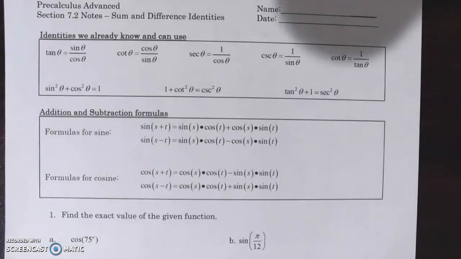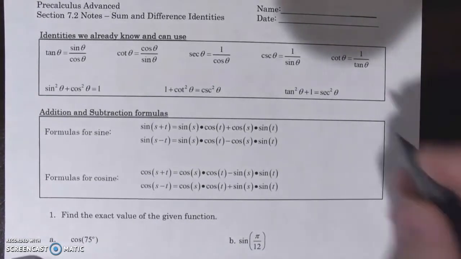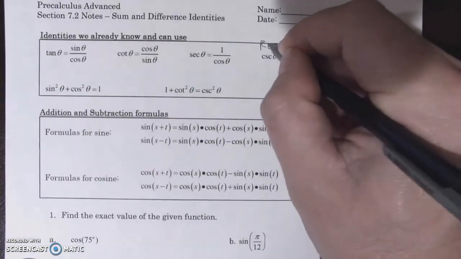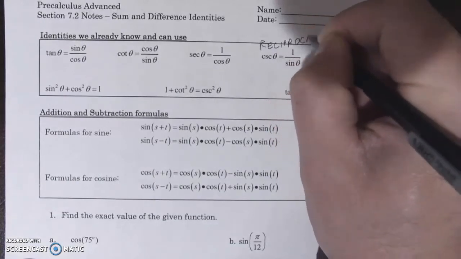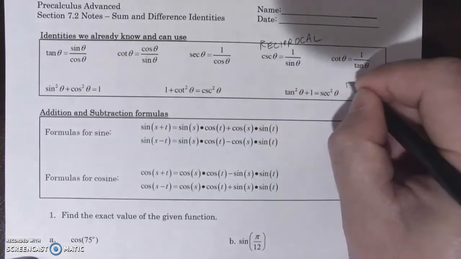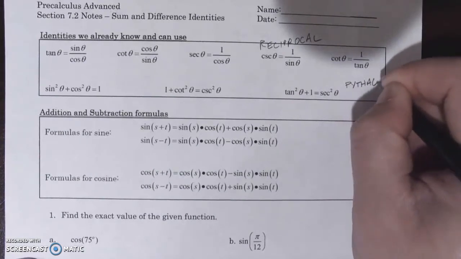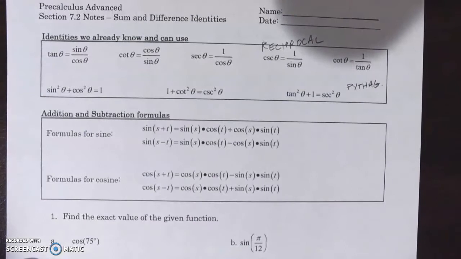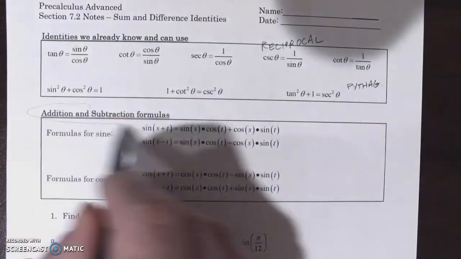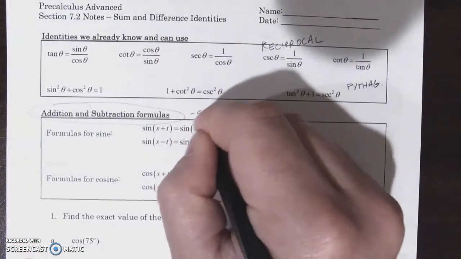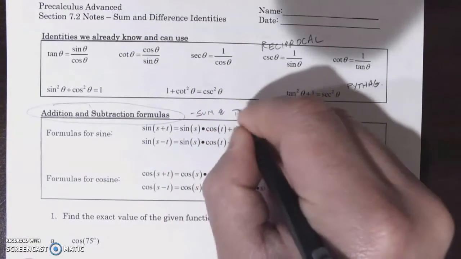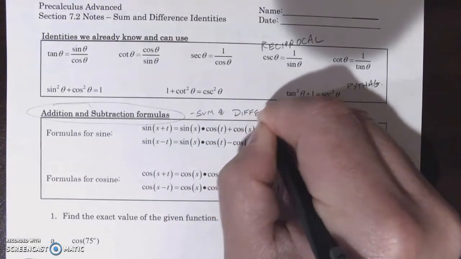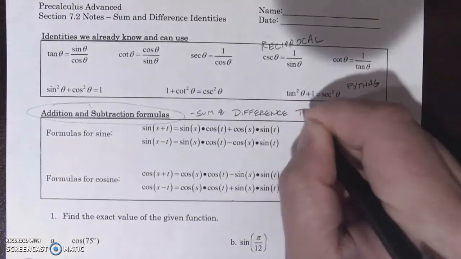All right, guys, we have our section 7.2 notes here. We're going to get into sum and difference identities. So we've learned about reciprocal identities. We've learned about our Pythagorean identities. These come from right triangle representations of our different trig functions. And now we have our addition or subtraction formulas, also known as the sum and difference identities.